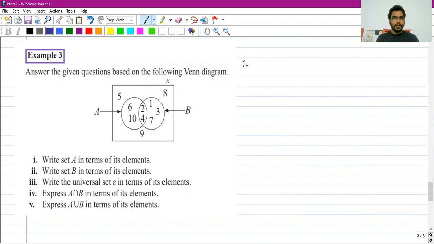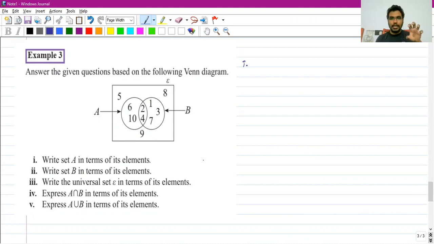Example number 3. Answer the given questions based on the following Venn diagram. Here they have given a Venn diagram. Here it is set A and here this is set B. And what are these other values? These other values are the elements that are not included in set A or set B.